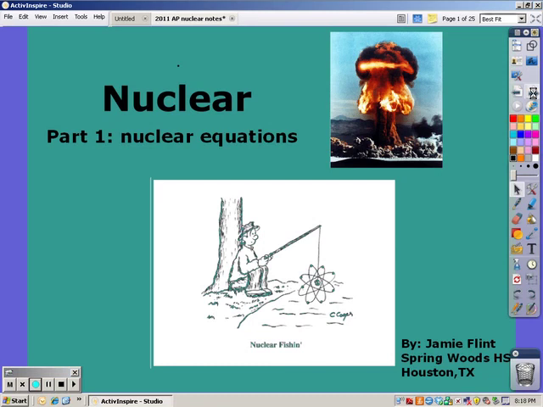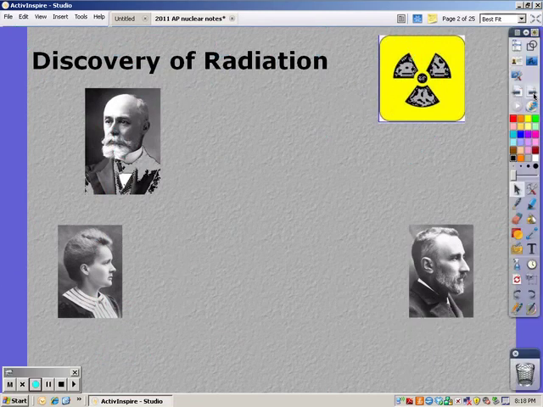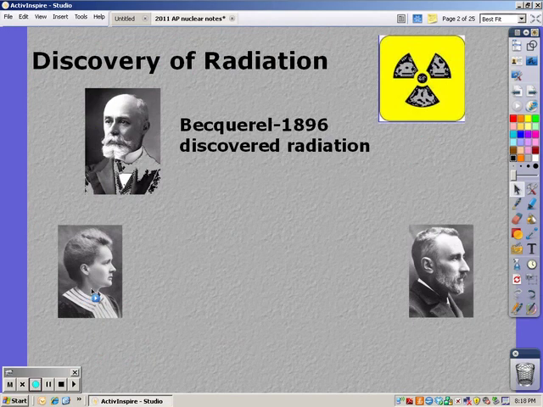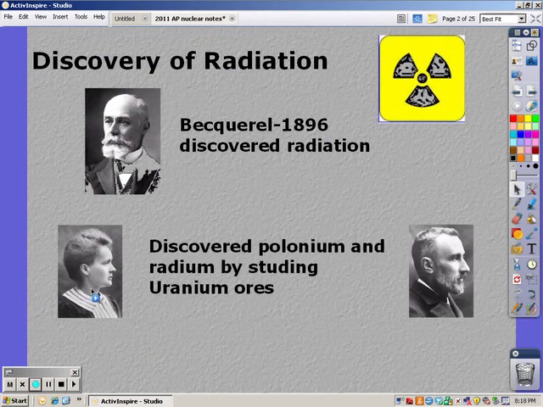Nuclear equations. So first you need to know some history of radiation. Becquerel discovered radiation. You don't need to know when, but he was the first one to discover radiation. The Curies, Marie and Pierre, discovered polonium and radium by studying uranium ores.